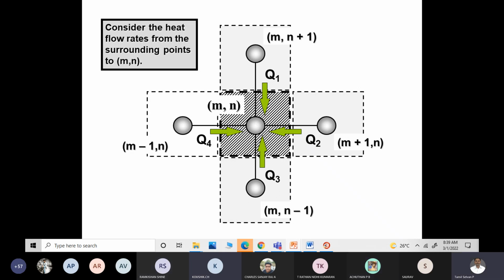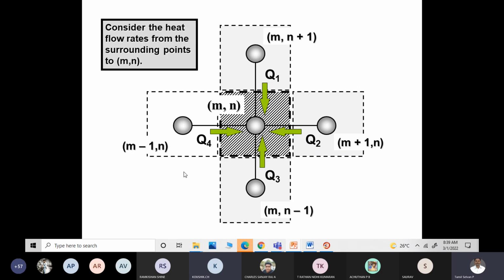Or if you want me to write it like this, assume this as 5 and these as 1, 2, 3, 4, then q1 will be equal to this one, t1 minus t2, and similarly for the others. That's why they have given m comma n at the center, m comma n plus 1 on the upper side, m comma n minus 1 on the lower side, m plus 1 comma n on the right hand side, and m minus 1 comma n on the left hand side.